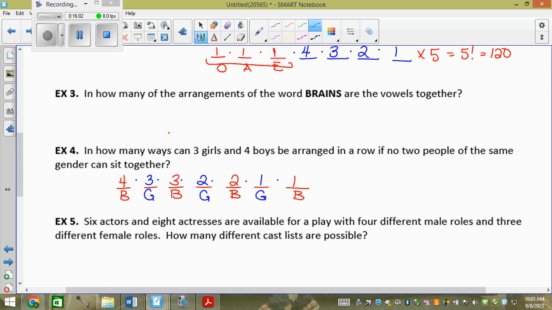The reason why I did them in different colors is so you can see that you can go four times three times three times two times two times one times one. Or what does the red make? And what does the blue make? So I could technically just go 4 factorial for the red and 3 factorial for the blue, which results, I think, in 144. 24 times 6.